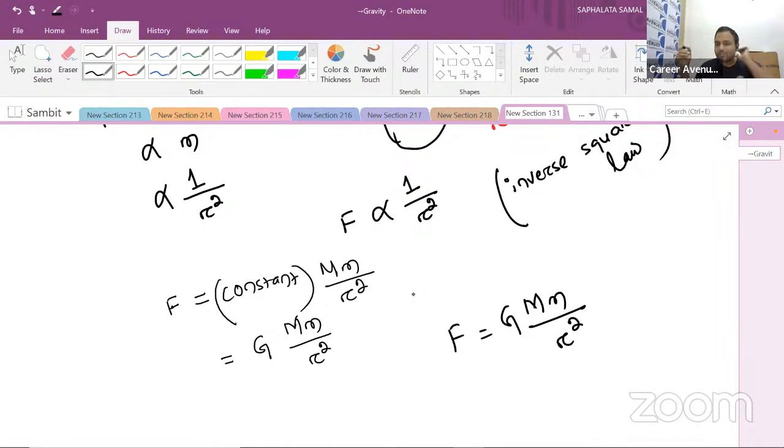That means two bodies will always attract each other. This is classical mechanics, guys. So this is Newton's theory of gravity, which was disproved by Einstein and his followers, no? So what does Einstein say? That it is not so.